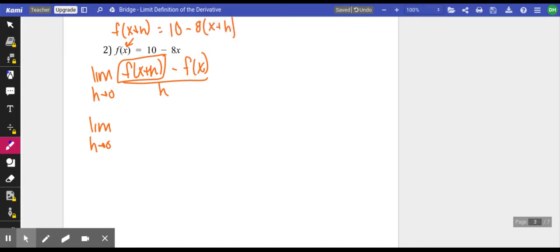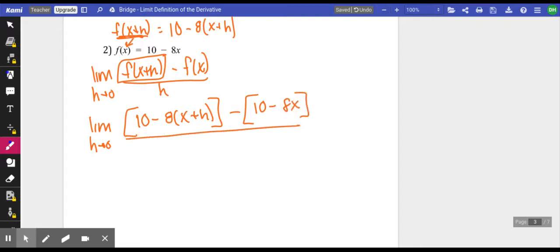So now that I found f of x plus h, I'm just going to substitute that into my function. And I'm going to use brackets to say this is what I got. 10 minus 8 times x plus h. And then I need to subtract just whatever f of x is. And again, brackets. F of x was just 10 minus 8x. And I have all of that over h.